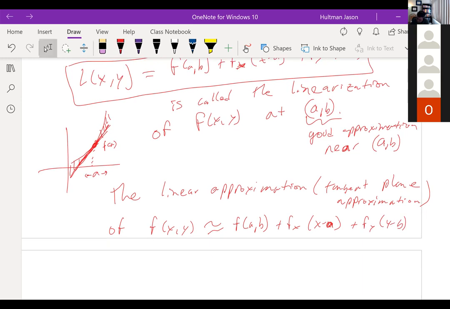So this is an approximation of the original function. It's a tangent plane approximation for values that are close to a, b. It's a good approximation for values near a, b. I should say comma f of a, b, because this is a 3-dimensional region. It's a good approximation near a, b, f of a, b.